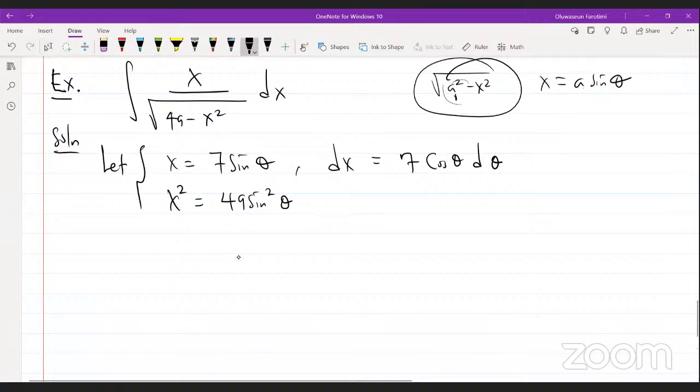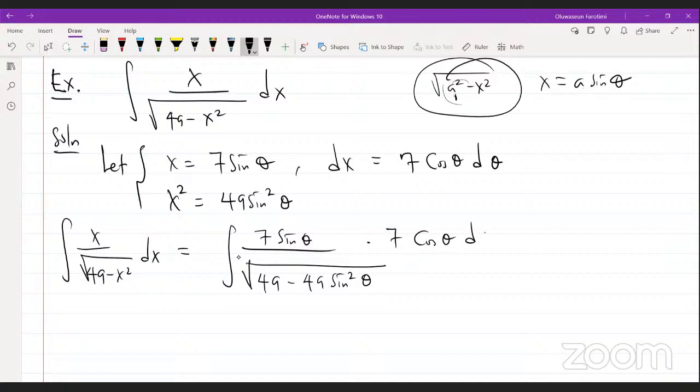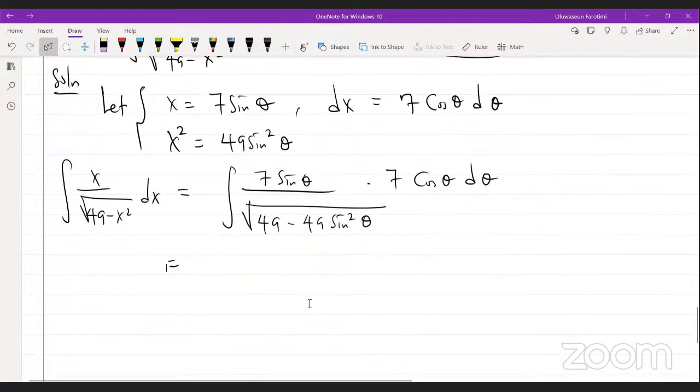So I need to make my substitution now. The integral of x over the square root of 49 minus x squared dx is exactly going to be the integral of, what is x? 7 sine of theta, over, now you have a square root, 49 minus 49 sine squared of theta. What is dx, guys? dx is just 7 cosine of theta d theta. Now we have to solve in terms of theta, right? So now you have to think about a way of simplifying things to make life easy.